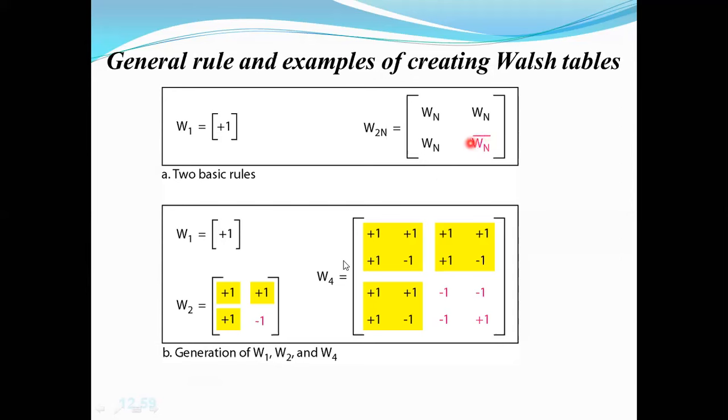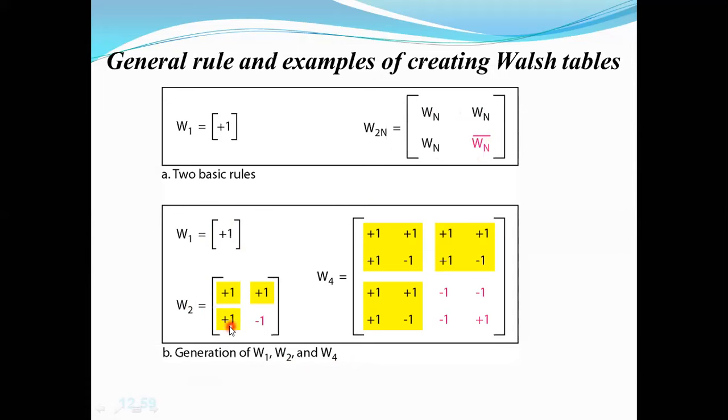Use these basic rules to generate the one chip sequence, two chip sequence, and four chip sequence. This is a one chip sequence, the first one that you've generated here. Let me come back to the two chip sequence. In the two chip sequence, what happens? What is the WN value here? The WN value is plus one, and another WN value is also plus one.